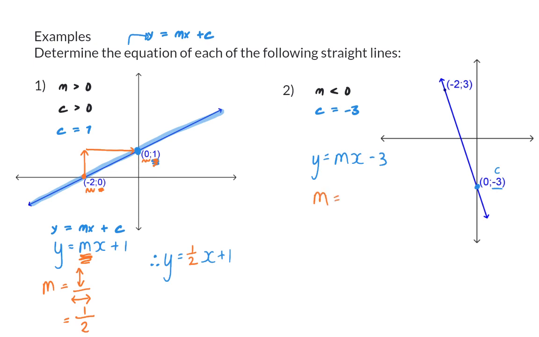Here we're starting at a y value of 3 and moving 6 units down to get to a y value of -3. Then we start at an x value of -2 and move 2 units to the right to get to an x value of 0. So the simplified answer for the gradient is -3. And this means that the equation is y is equal to -3x minus 3.